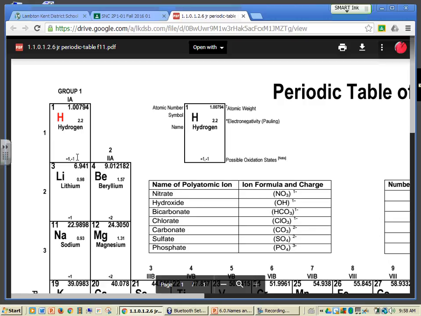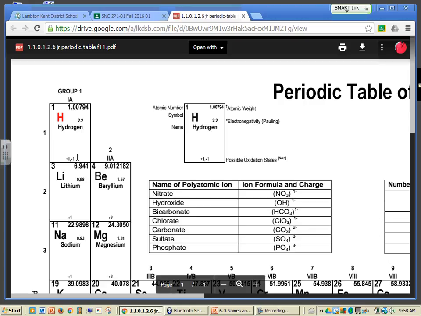So, take a look at the lithium below it. What number is in there? +1. How about the sodium? +1. How about the potassium? So, the box on the periodic table will tell you the charge it becomes.